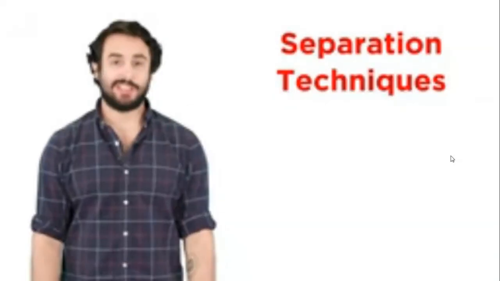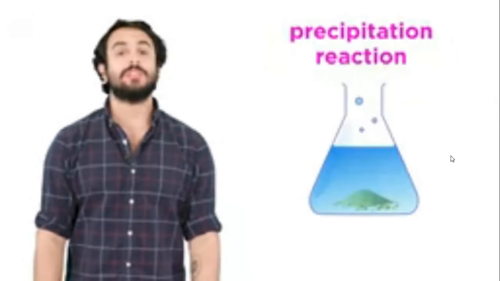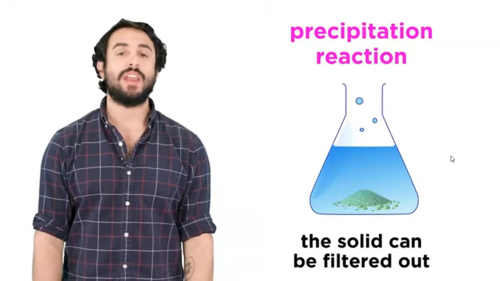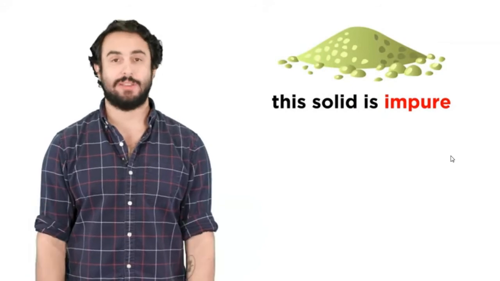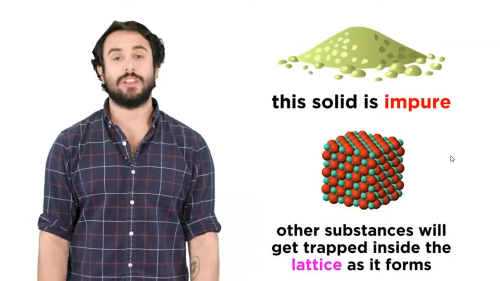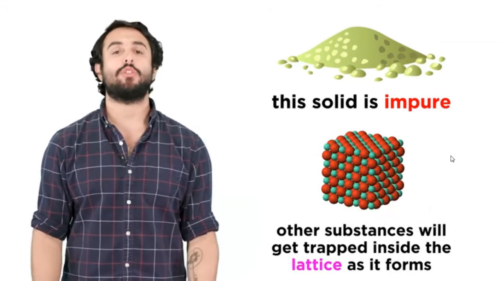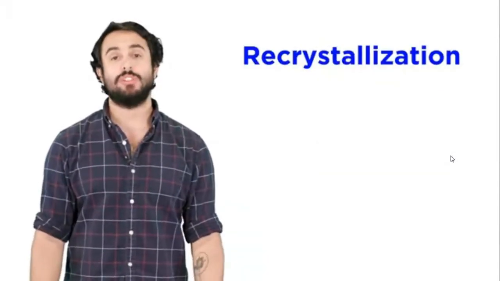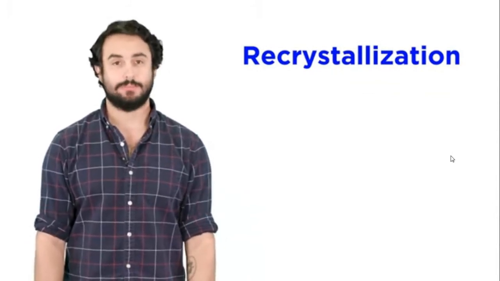After learning a variety of separation techniques, we will need to look at just one technique for the purification of solids. Sometimes a chemical reaction will occur such that a solid precipitate will form, which we can then filter out of solution. But it is inevitable that this solid will contain impurities. When the lattice structure is forming during the precipitation, ions and other particles that do not belong in the lattice will get trapped inside and disrupt the pattern of the lattice. There is a solution to this problem, and it is called recrystallization. So let's see how that works now.